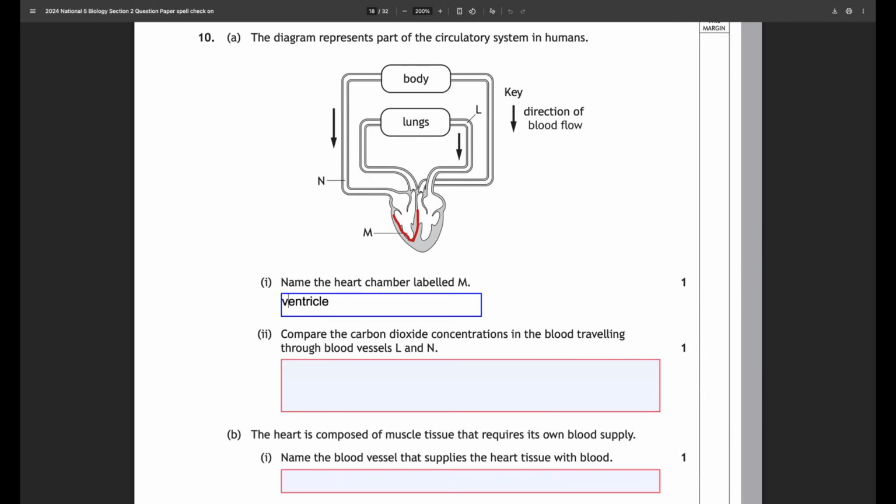However, we also have to state the side that the ventricle is part of. Now, in the heart, remember, the left is the right and the right is the left. So as I look at this diagram, that's on the left-hand side. So therefore, that is the right ventricle.